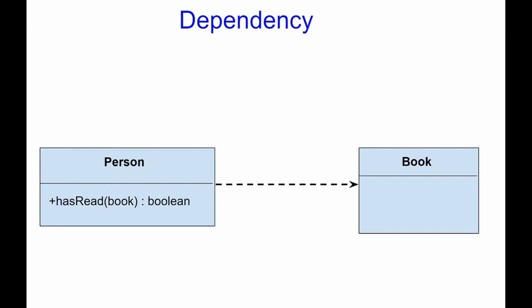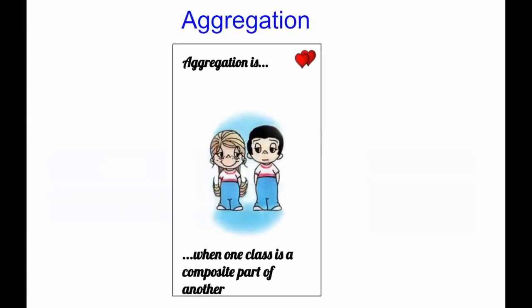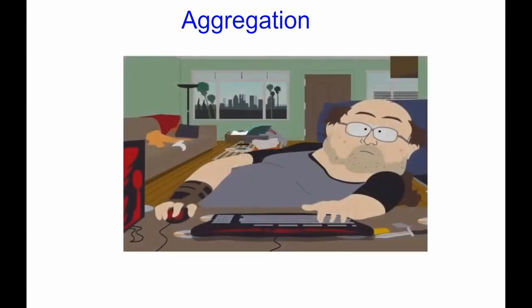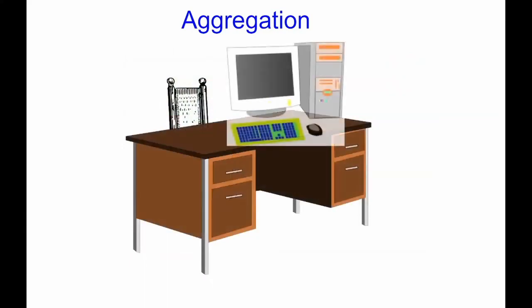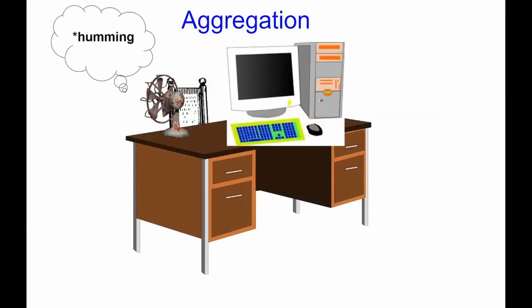Aggregation. A special type of relationship between classes when one class is a composite part of another. For example, a programmer's workstation could consist of a chair, a desk, a computer and a fan. But when we delete the workstation class, we still have all these classes, but on their own.